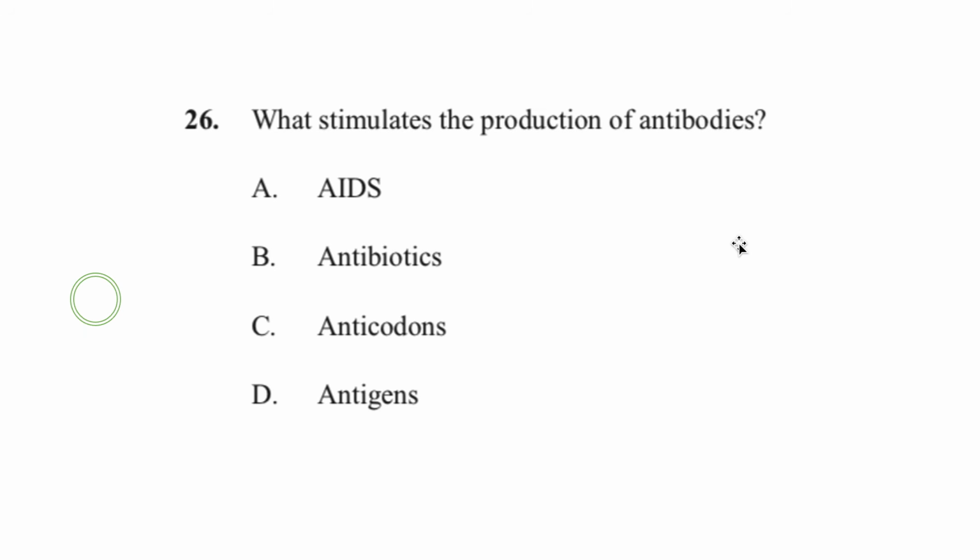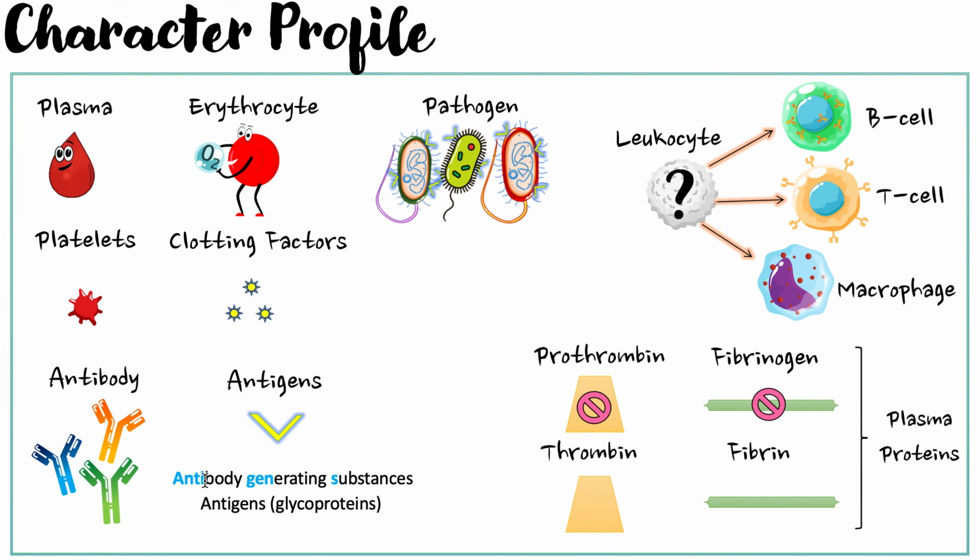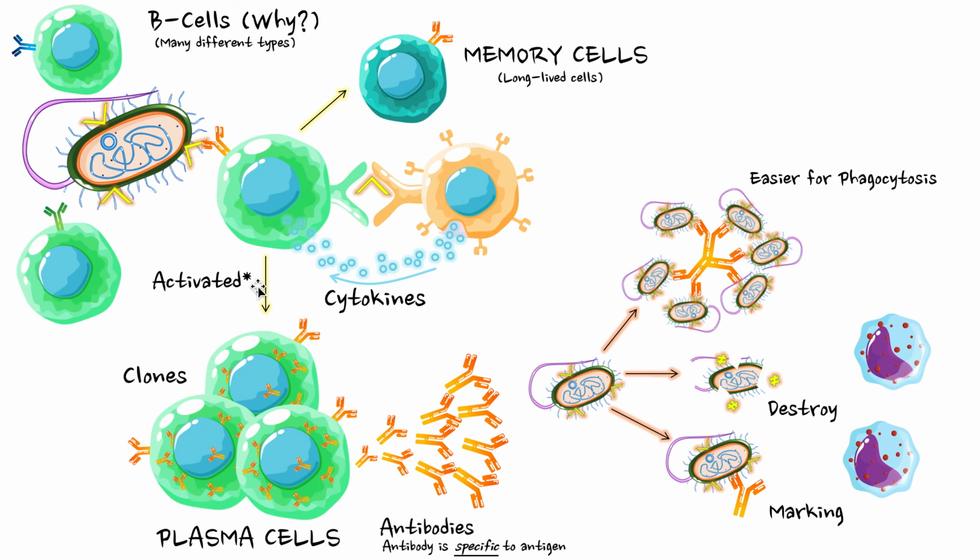So what stimulates the production of antibodies? So remember here, antigens are antibody generating substances, right? Because your body recognizes these antigens, and these antigens cause your B cells to generate antibodies. So they're antibody generating substances.